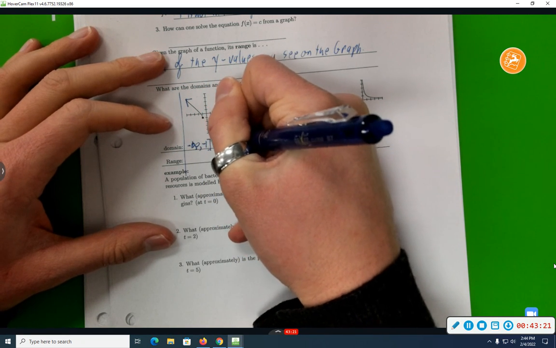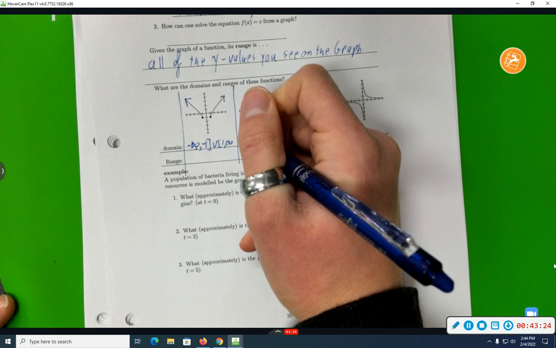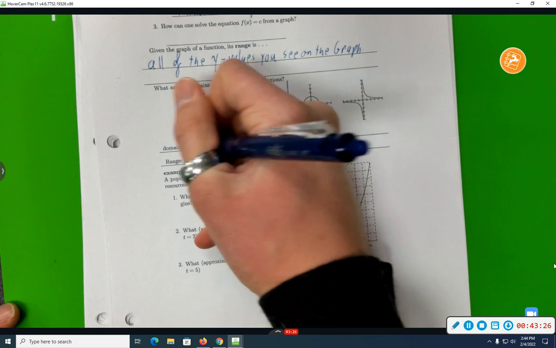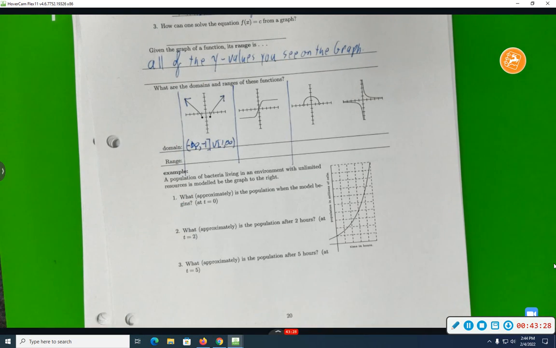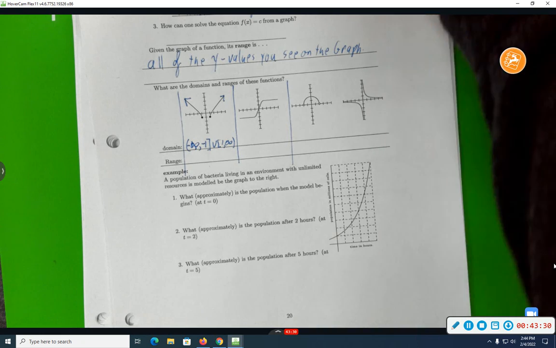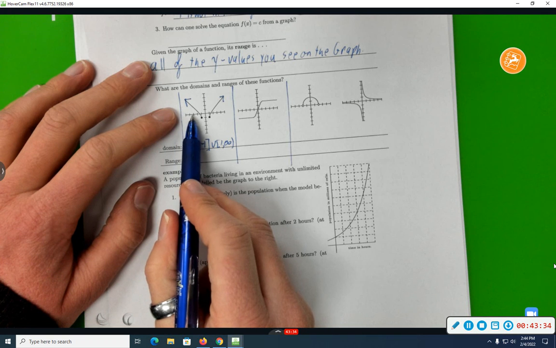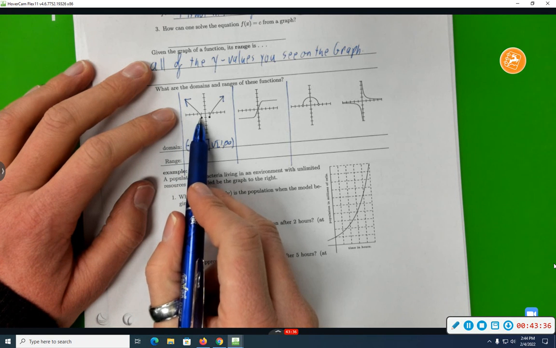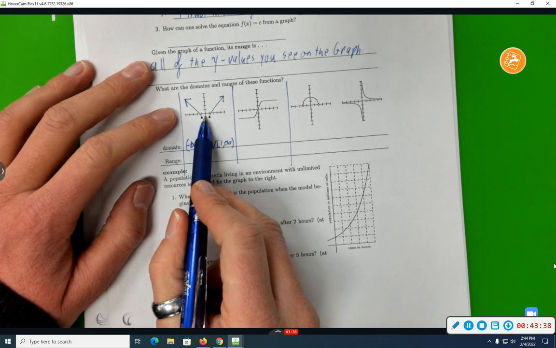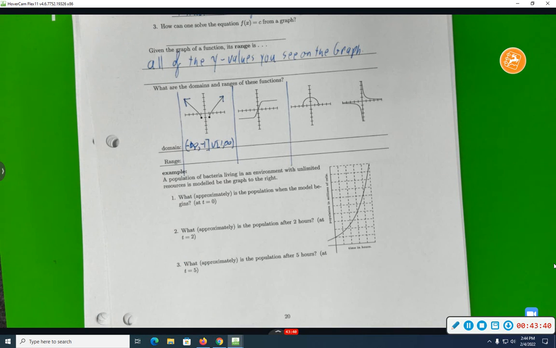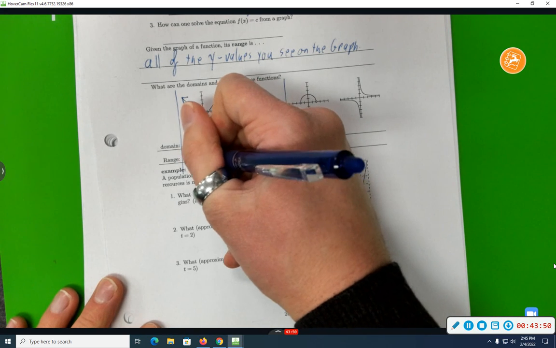Maybe I'll ask a silly question. Do you include or exclude infinity? You exclude. You always exclude infinity. Yeah, the domain is all of the x values that you see on the graph. I see x values that are extremely negative. Oh, but then starting at -1, I no longer see these x values. What's the range of this function? Yeah. -1 to infinity. -1 on to infinity.